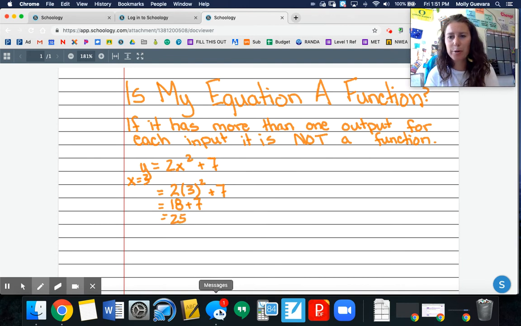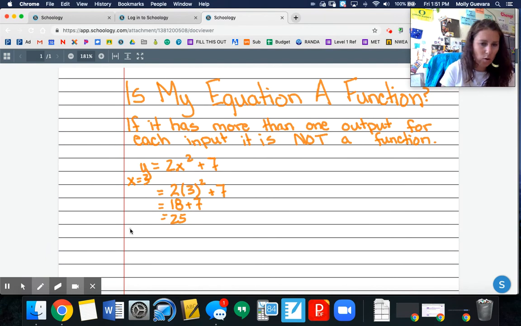So how many outputs do I get when I plug in 3? I only get 1, and it's 25. So only one answer here.